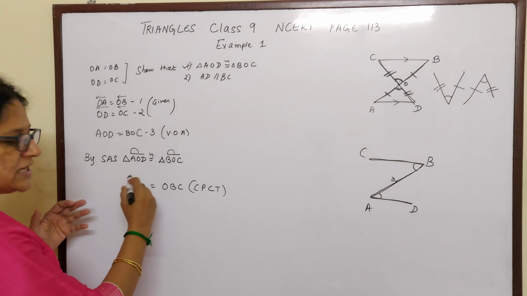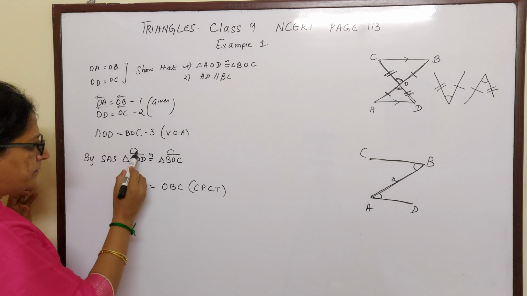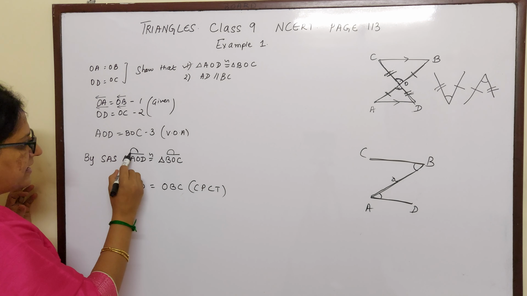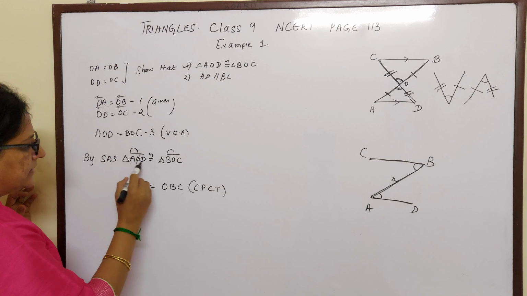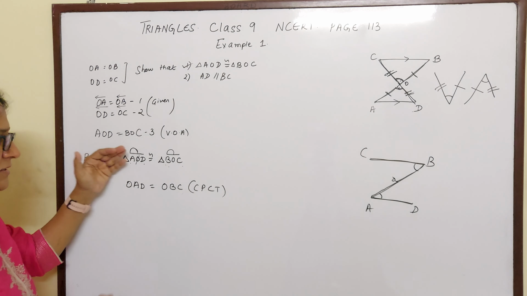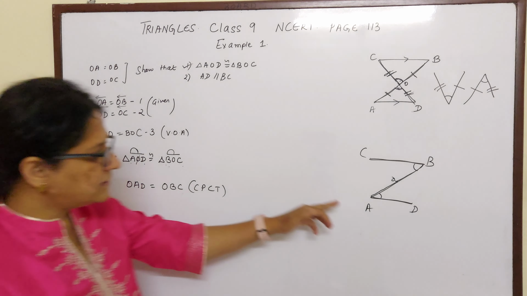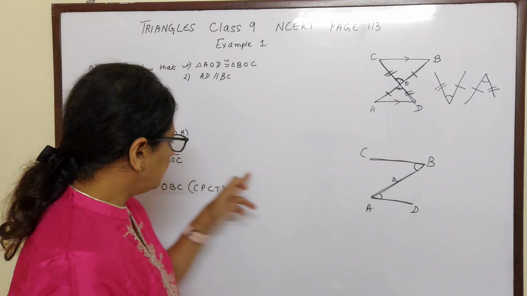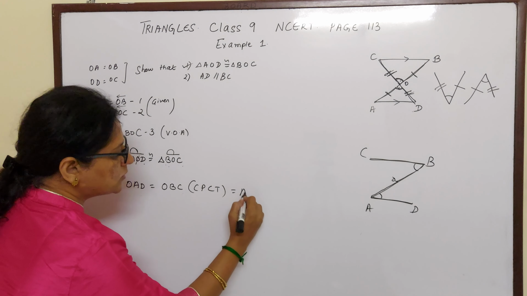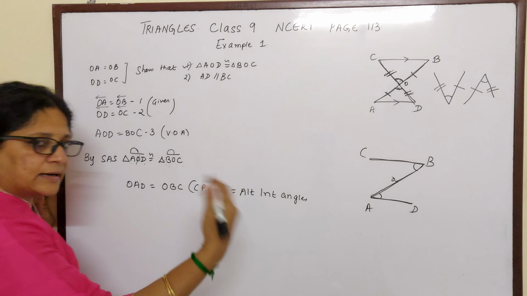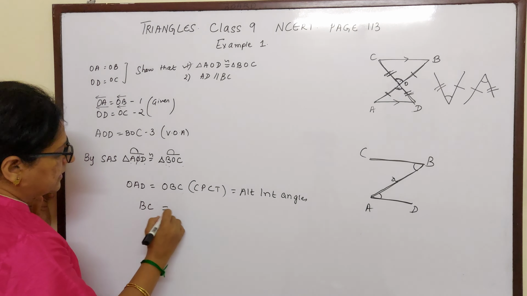That means if this is equal to this, then if I make the same pattern, O in the middle, and then going towards my left and right, O, A, D. Same way, O, B, C. So this will be equal because I am taking the same pattern. And here, if I put this name here, OAD and OBC, they are forming alternate interior angles. That means this CPCT is also alternate interior angles. And if alternate interior angles are equal, that means BC is parallel to AD.